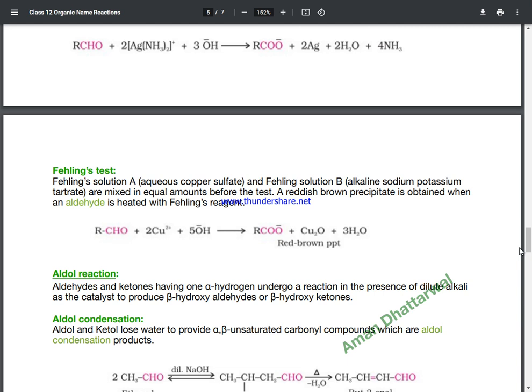Fehling's test. Fehling solution A is aqueous copper sulfate and Fehling solution B is alkaline sodium potassium tartrate. They are mixed in equal amounts before the test. A reddish brown precipitate is obtained when an aldehyde is heated with Fehling's reagent.